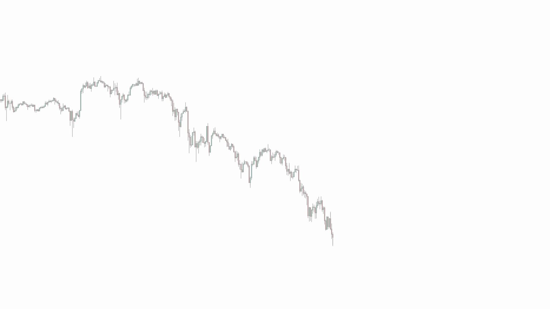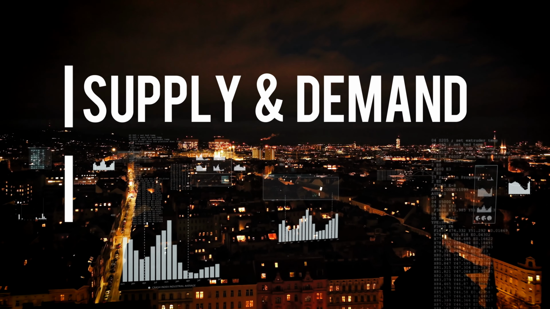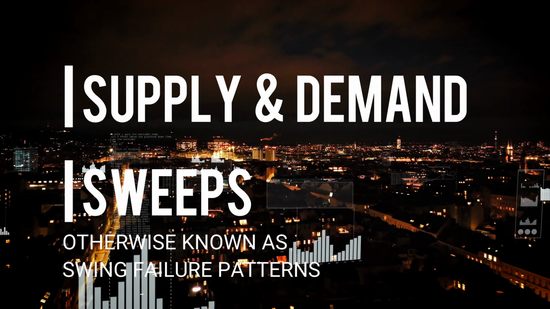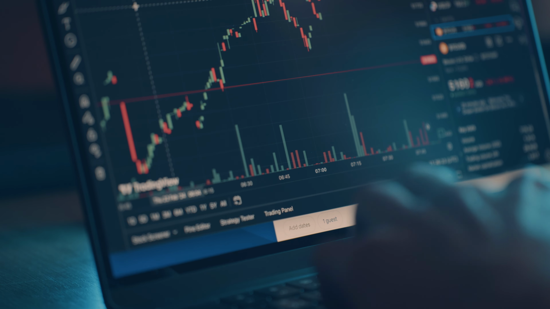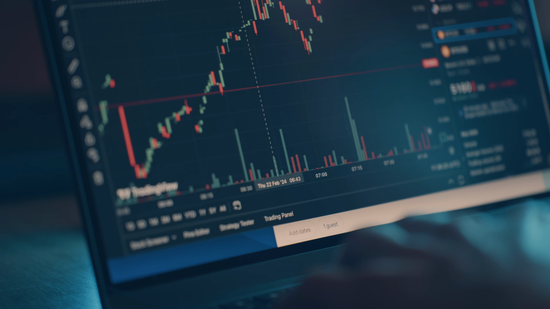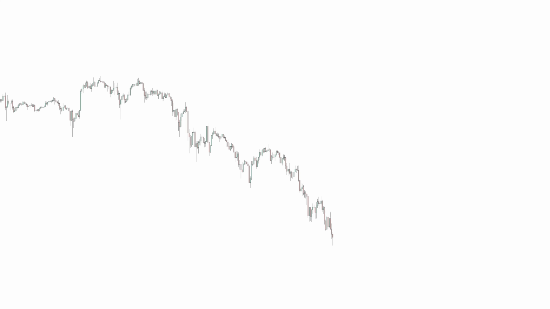To look for shorts, we need to start marking some areas of interest that we could use as our basis for entry. We typically like supply and demand zones, or sweeps, for this purpose, otherwise known as swing failure patterns. If these terms are unfamiliar to you, no worries, but go ahead and save the above videos to watch in the future.